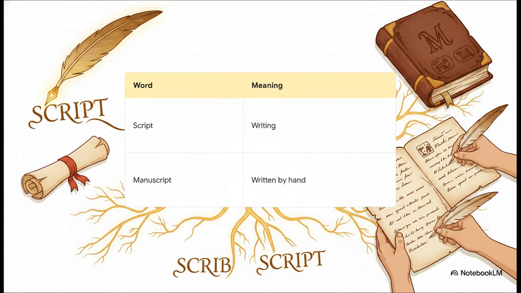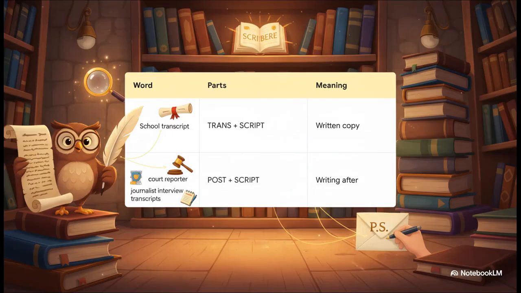Think about life before computers or printing presses were even a thing. Every single book had to be painstakingly copied out by hand. Those historical documents are manuscripts. Let's keep going with 2 more fascinating script words. Trans means across, giving us the word transcript, which is a written copy or record. You might have a school transcript for your grades, a court reporter types up a trial transcript, and journalists make interview transcripts to keep a record of spoken conversations.